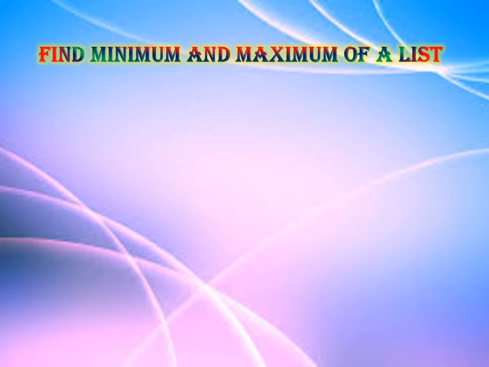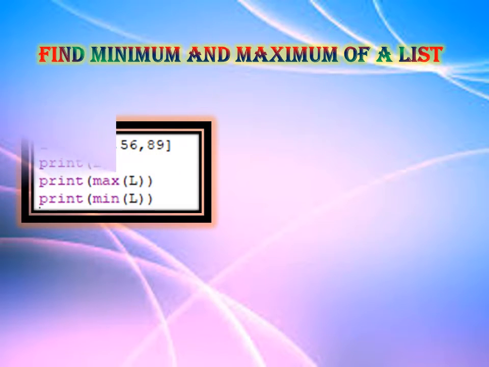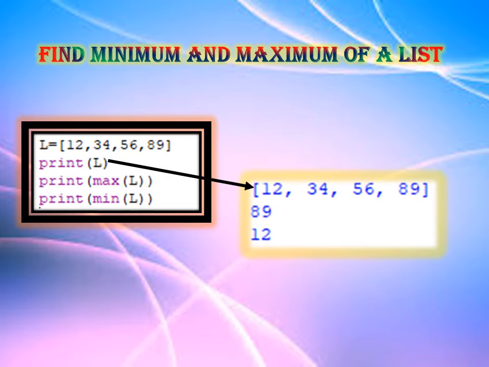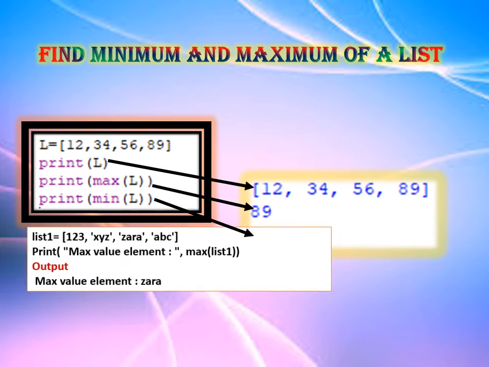And next you are going to see how to find the minimum and maximum value of a list. The max function is used to find the maximum element and the min function is used to find the minimum element. See here the list name is L. It holds the values 12, 34, 46, 18, 9, and it's printed, and the maximum of the list, 89, is printed and the minimum of list L, 12, is printed.